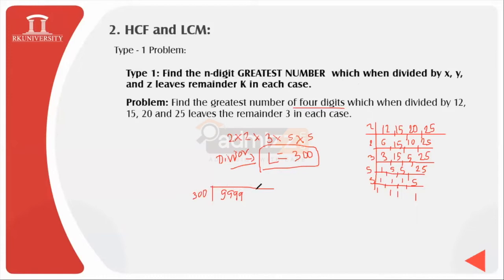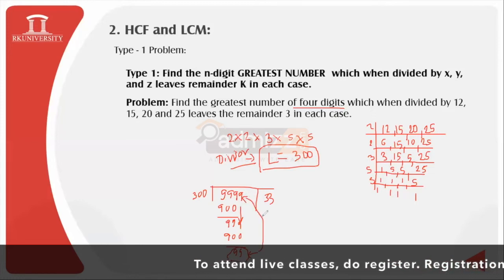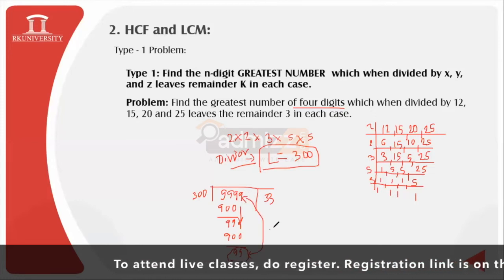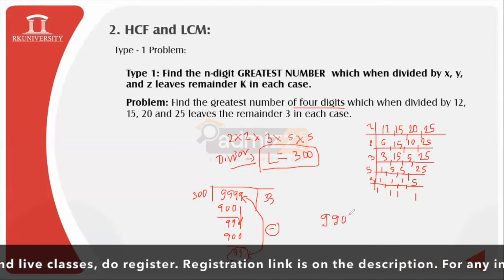Now we'll try to simplify this division. So 300 into 3, which is 900. Okay, 9, 9, and this 9 goes down. So once again 300 into 3, that is 900. And then we have 99 as the remainder. So this is our remainder value. Now what is the process involved, students? This remainder value needs to get subtracted from this dividend, which is 9,999. So do the subtraction and we obtain the answer as 9,900.